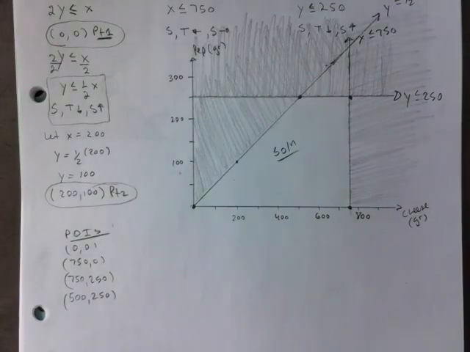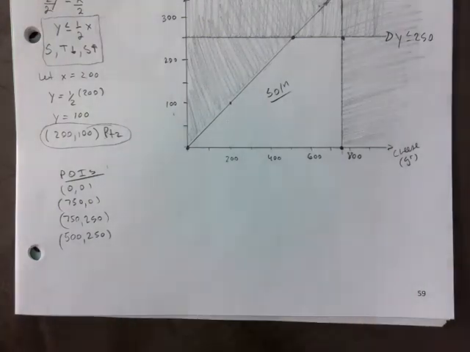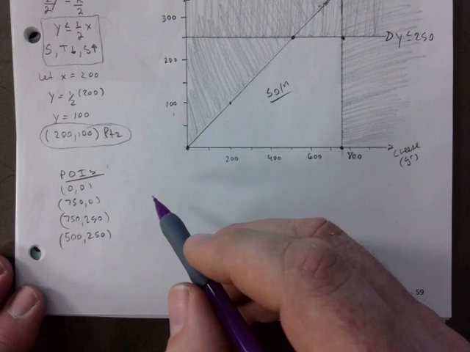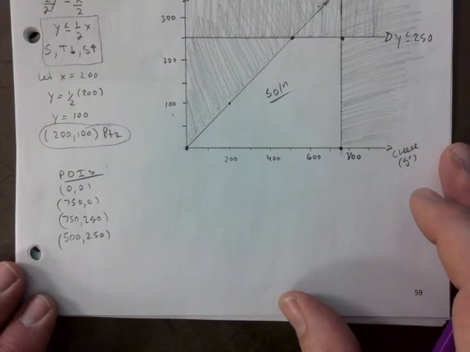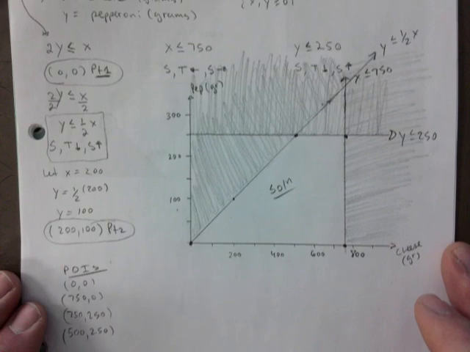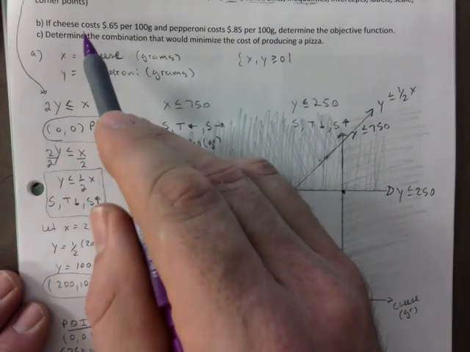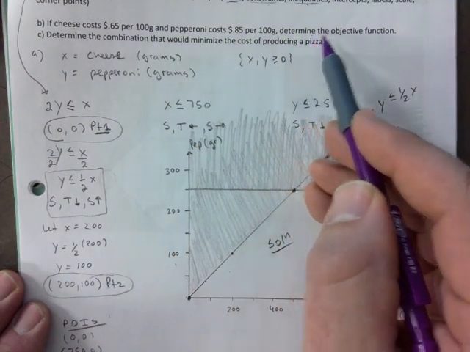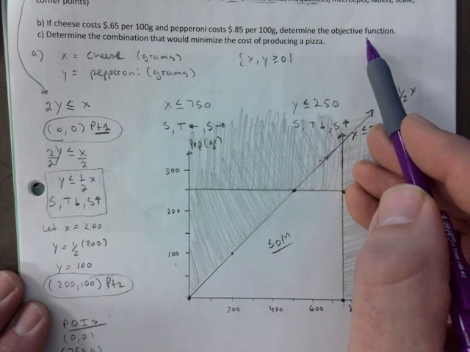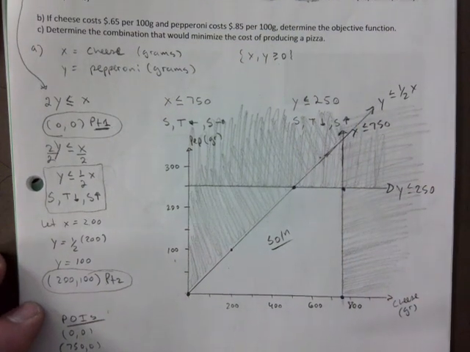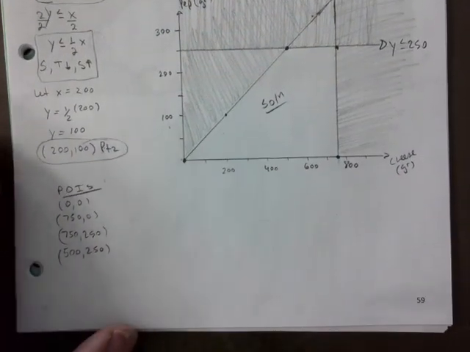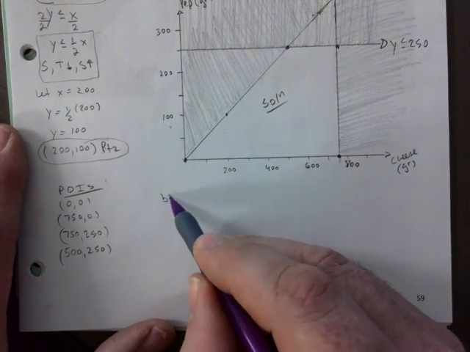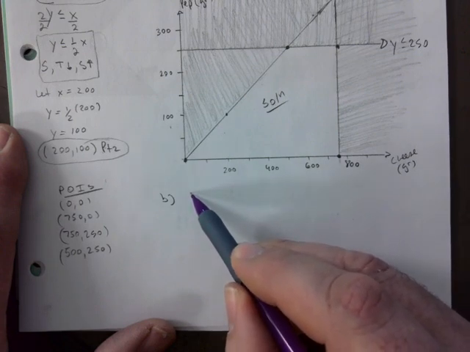And so you're very close now, right, to the end. And so if cheese is, allow me to just go up to B here. If cheese costs 65 cents per 100 grams and pepperoni is 85 cents per 100 grams, determine the objective function, right? So we'll do that, but there's a little bit of a trick here. And you know that my examples are not always smooth, straightforward. There's always a bit of a catch there. But the objective function, you have to make sure you understand this.